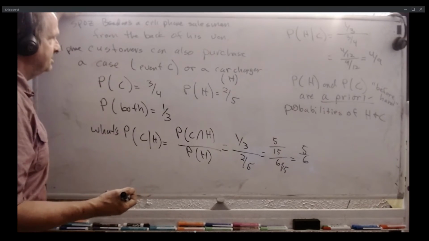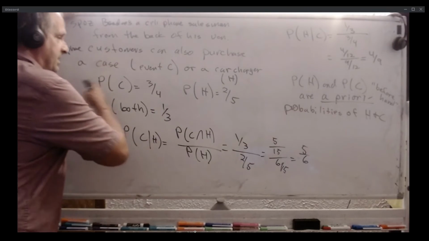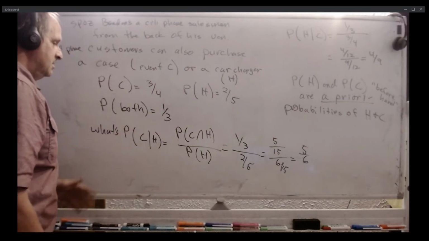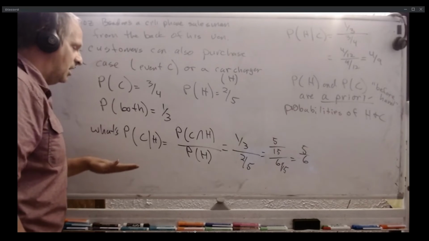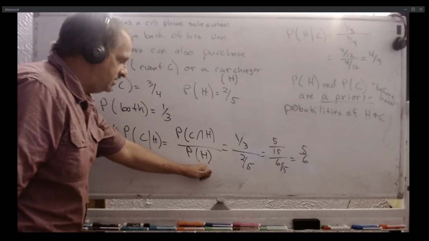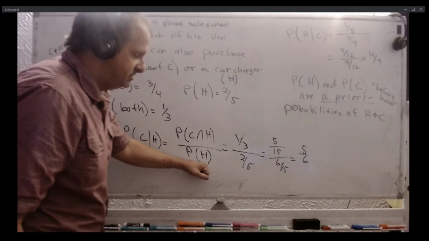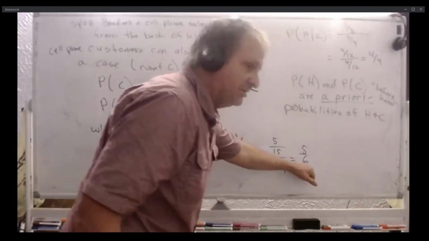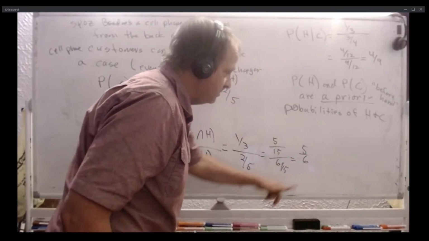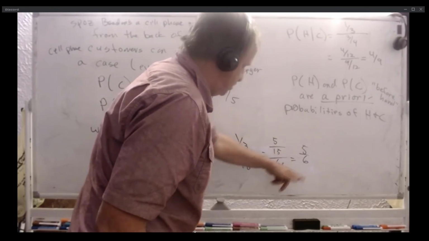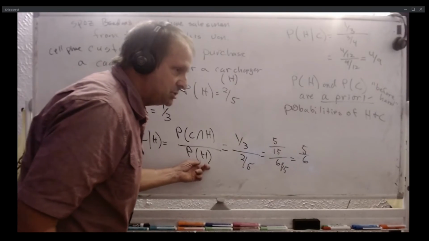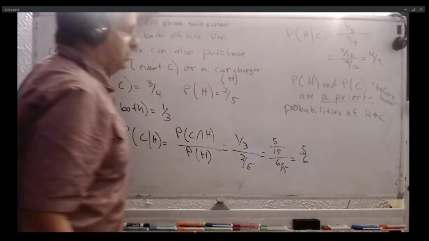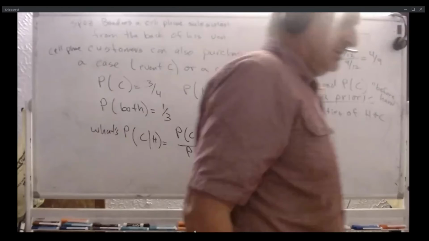Okay? Customer walks into Brandon's store. These are the probabilities. We don't know anything else. But if we do know that they bought a charger, this is now the probability that they also bought a case. This tells us more information because we had more information to work with. And the opposite is true as well. Do you see that, guys?